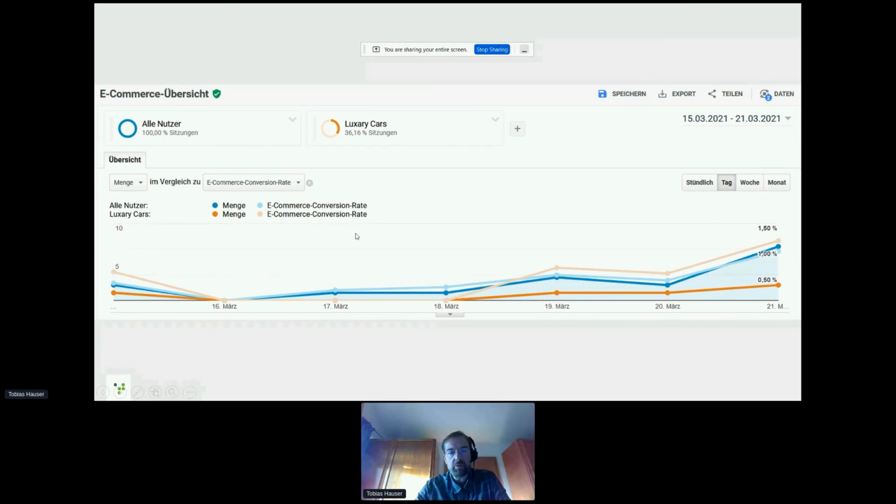Okay, there was one typo there. That's my fault. And we could compare the e-commerce conversion rates of different segmentations of the users. So we had here the comparison between all users and the part of the luxury car users. That was this personalization result.